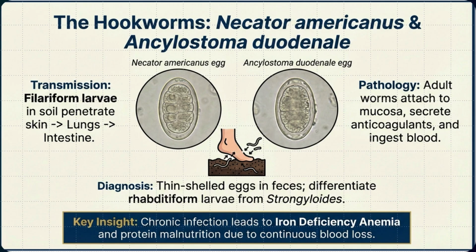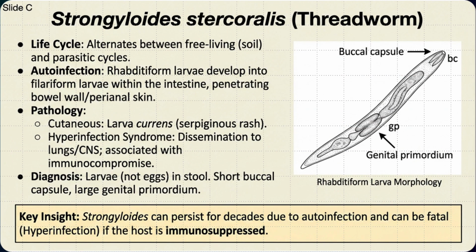Strongyloides stercoralis is different. Those eggs hatch inside the intestine. So by the time the stool is passed, you aren't seeing eggs anymore. You are seeing live larvae. So the general rule of thumb for boards: egg equals hookworm, larva equals Strongyloides.